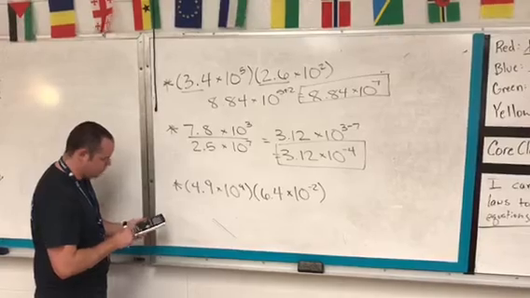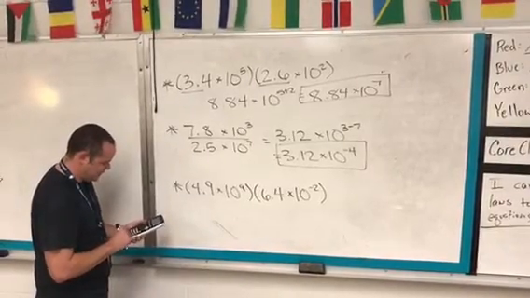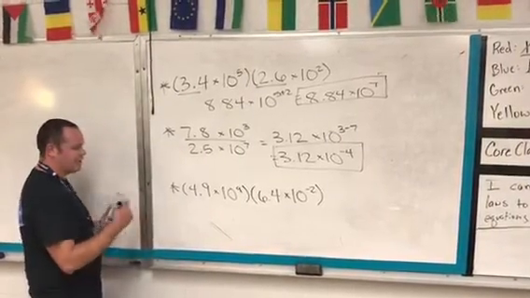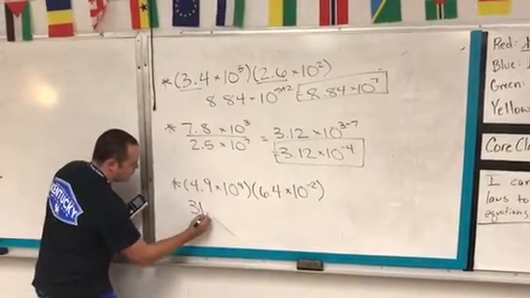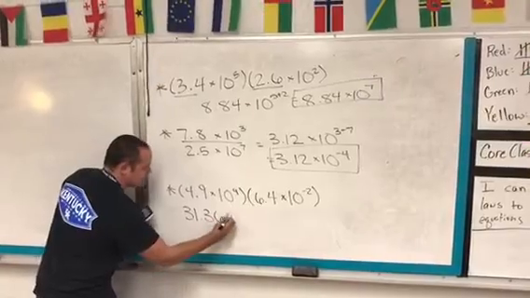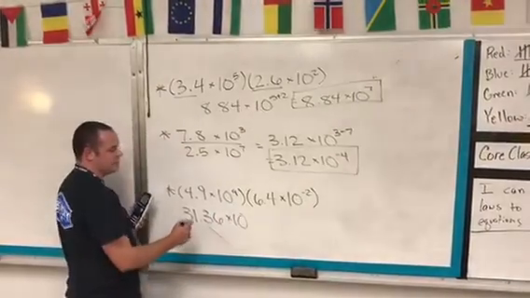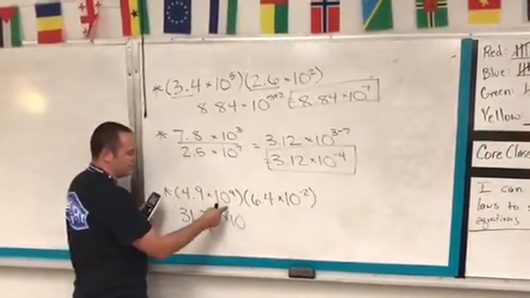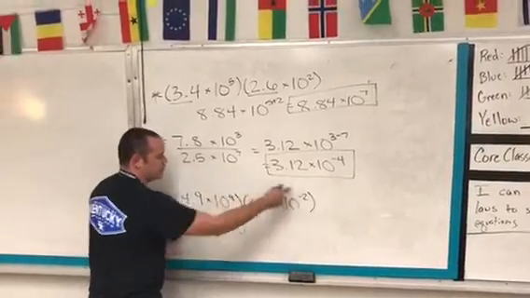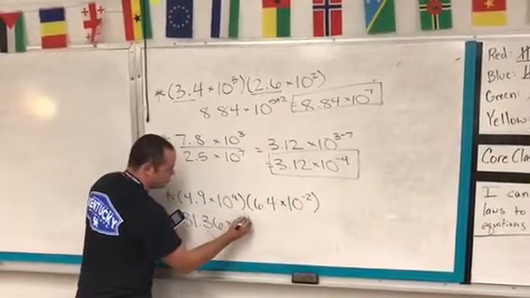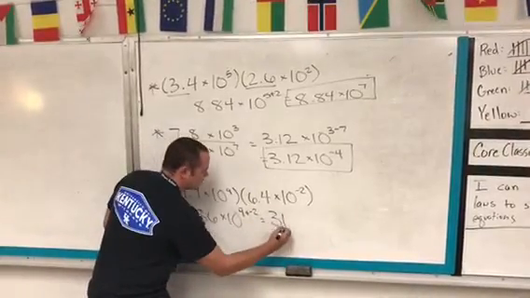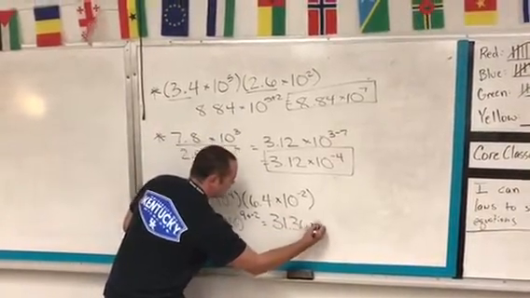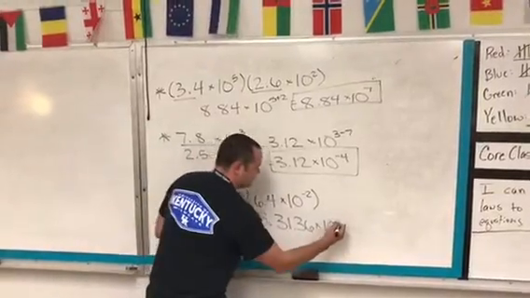So, we are going to still multiply 4.9 times 6.4, and we're going to keep with the same rules that we applied before. And we get 31.36 times 10. Since it's a multiplication problem and we have exponents with the same base, we can add our exponents. So we have 9 plus negative 2. So our answer is 31.36 times 10 to the 7th power.